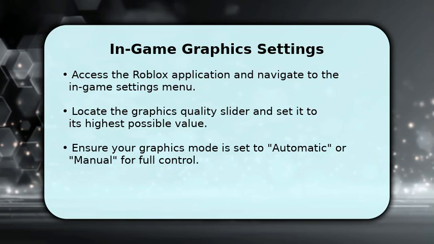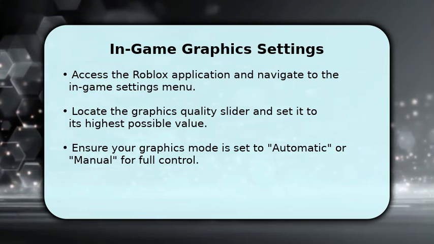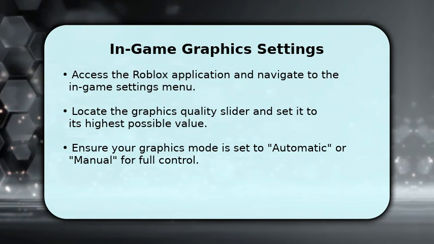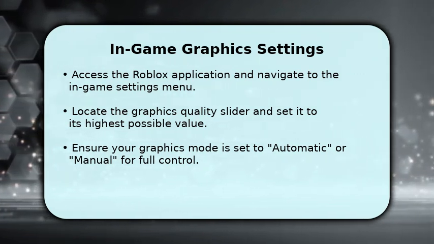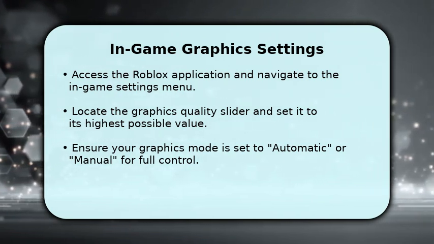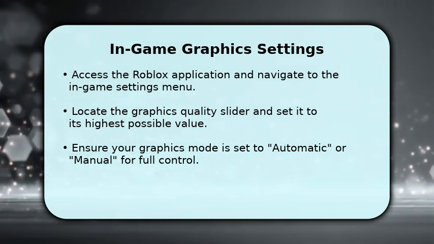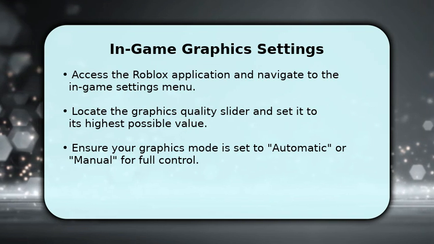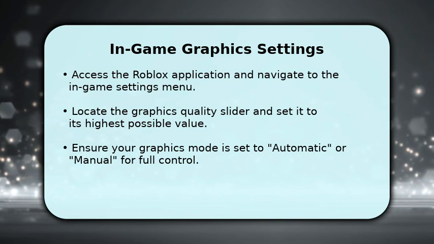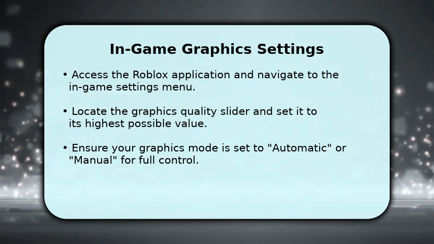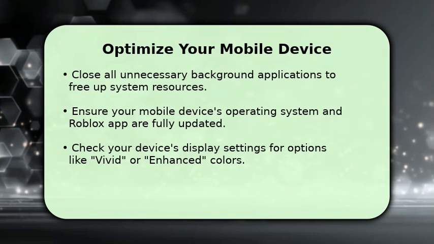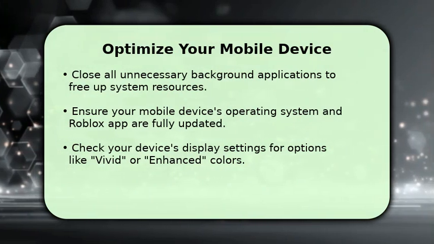First, let's dive into Roblox's in-game settings. Open the Roblox app and find the settings menu, usually represented by a gear icon. Look for the graphics quality slider and push it all the way to the right to its maximum setting. This significantly increases visual detail. Also, confirm your graphics mode is set to automatic or manual for optimal control over these enhancements, aiming for a richer visual experience.